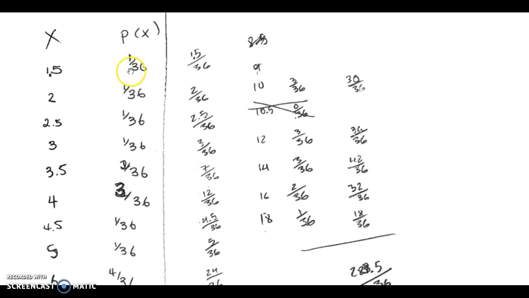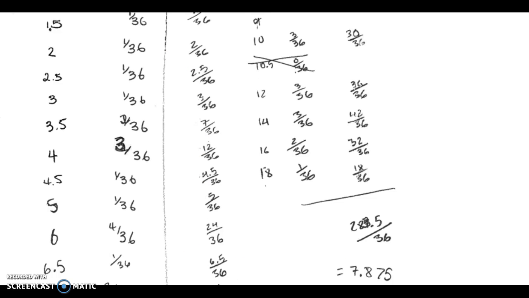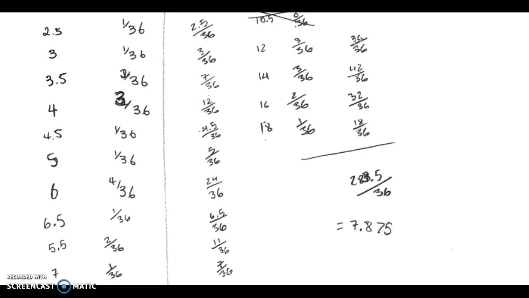So 1.5 times 1 over 36 is 1.5 over 36. 2 times 1 over 36 is 2 out of 36, and so on, all the way up to 18 times 1 over 36, which is 18 out of 36. Add that column up, and you get 283.5 out of 36, which is 7.875. So that's the expected outcome for this weird kind of point scheme, which is different from the answer in the back, which was incorrect. So this is correct. I had it done by both groups in the morning and afternoon. They got the exact same answer.